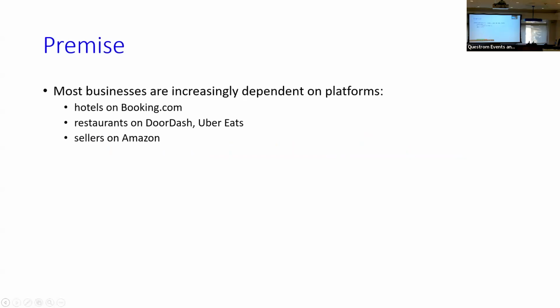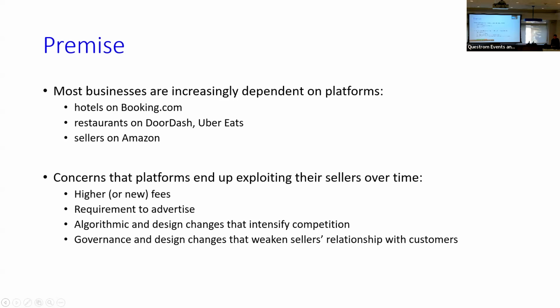I think most businesses, if you walk around the street, I can't think of any business that does not depend on a platform. You can have a hotel, you need to basically be on booking.com. If you have a restaurant, it's probably suicidal not to be on Uber Eats or DoorDash. And if you're trying to sell something online, yes, you can have your website, but obviously you can't really forego Amazon.com or eBay.